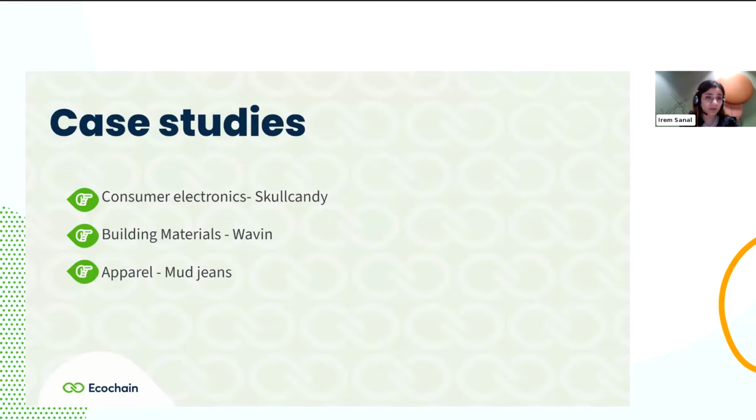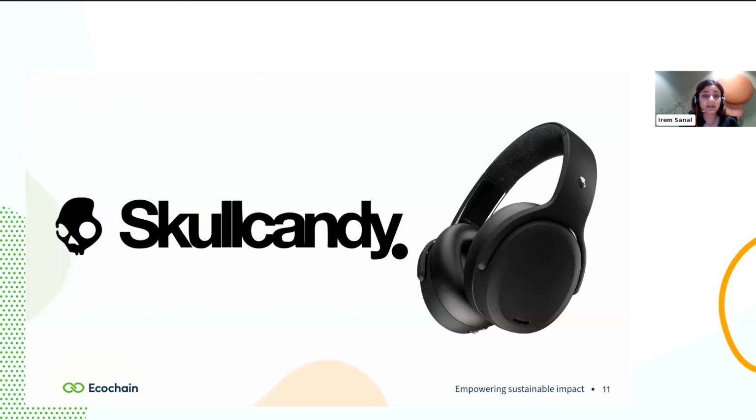Now I want to continue with the case studies. At Ecochain, we are working with various sectors, including food and beverage, building materials, apparel, and consumer electronics. They are all at different sustainability stages and of different sizes, and we have solutions for this variety of sectors and companies. First, I will start with Skullcandy. Skullcandy produces headphones. They are in the audio industry and are based in the United States.